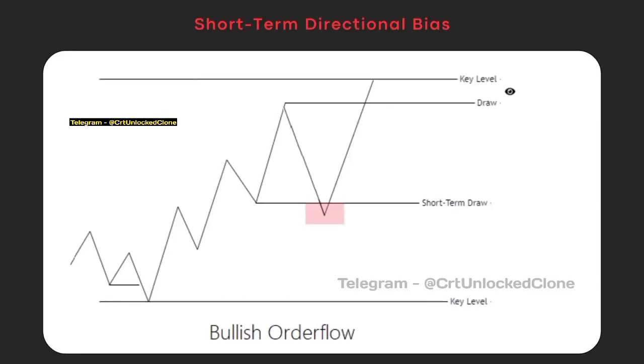Right here you can see that what happened first is that price came down lower to take out the low and reject below it, right, and formed a retracement profile. And that retracement profile ended when we reached the short-term drawn liquidity, and after that price started expanding higher towards the long-term drawn liquidity.